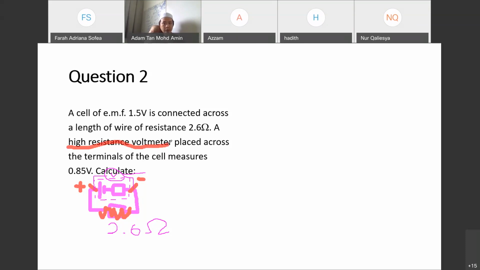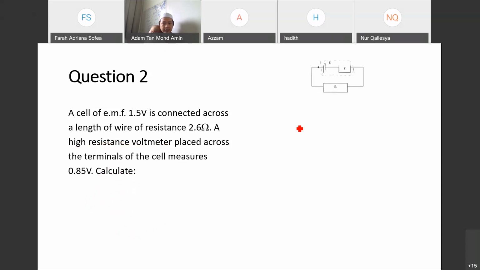And you can actually play around with the Kirchhoff current law here, where the current entering the node in which it branches out to the voltmeter as well as the length of wire of resistance 2.6 ohms, where the amount of current going into the node must be equal to the current going out of the node into the voltmeter as well as the length of wire. But in this case, all of the currents are actually conserved within the circuit itself. Okay. All right. Thank you very much. It's good work.